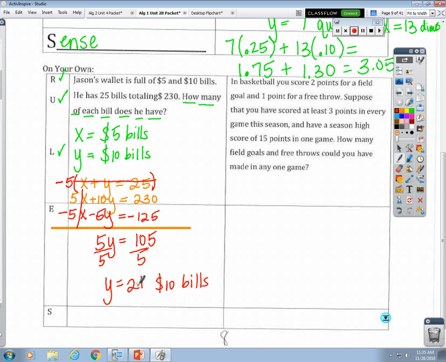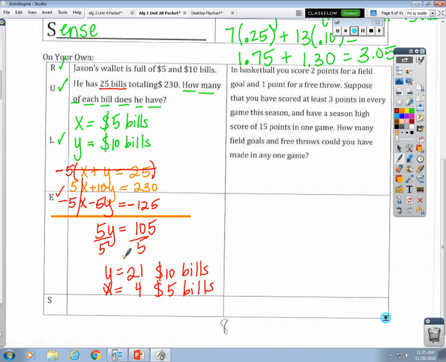Okay, so if we have 21 $10 bills, that means we have how many $5 bills? And how do you know that? Because there are 25 total bills. Now, let's make sure that it makes sense. We've evaluated and we have our answers, but now we're going to make sure those answers make sense. If I have 21 $10 bills, how much money is that? $210. And if I have 4 $5 bills, how much money is that? And that totals up to how much money? Which is what they said we have. So we did it right.